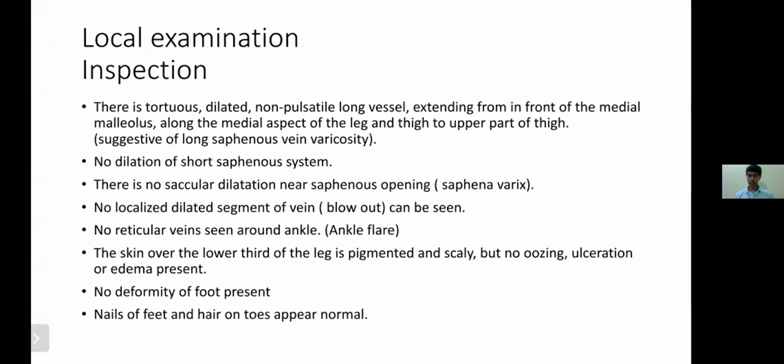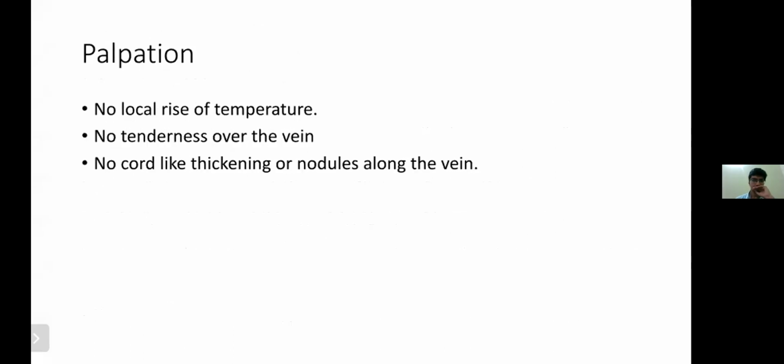There is no saccular dilatation near the saphenous opening. No localized dilated segment of vein can be seen. No reticular veins can be seen around the ankle. The skin over the lower third of the leg is pigmented and scaly, but no oozing, ulceration or edema is present. No deformity of the foot. Nails of feet and hair on toes appear normal. Palpation: no local rise of temperature, no tenderness over the vein, no cord-like thickening or nodules along the vein.